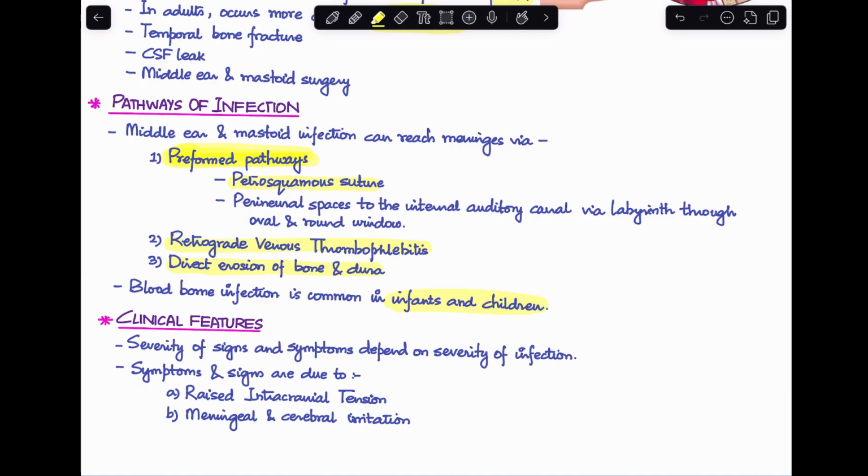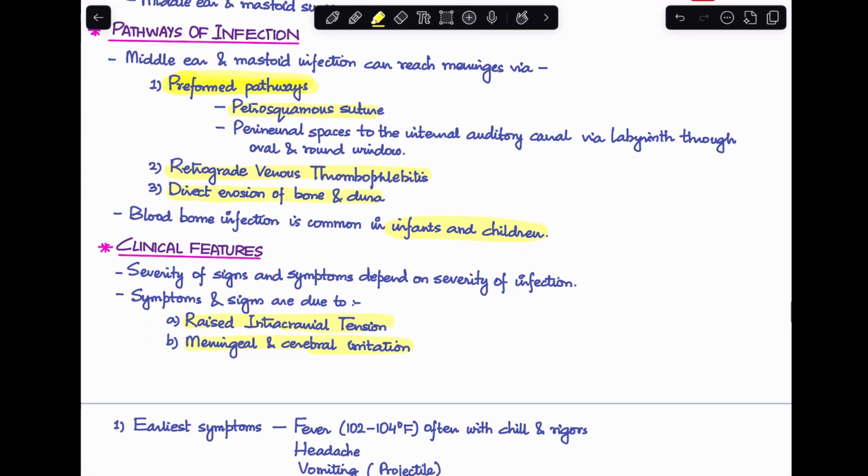So, a patient of meningitis will come to you with different signs and symptoms because of two reasons. One is the presence of raised intracranial tension, and second will be due to meningeal and cerebral irritation. Now, what features will you see?